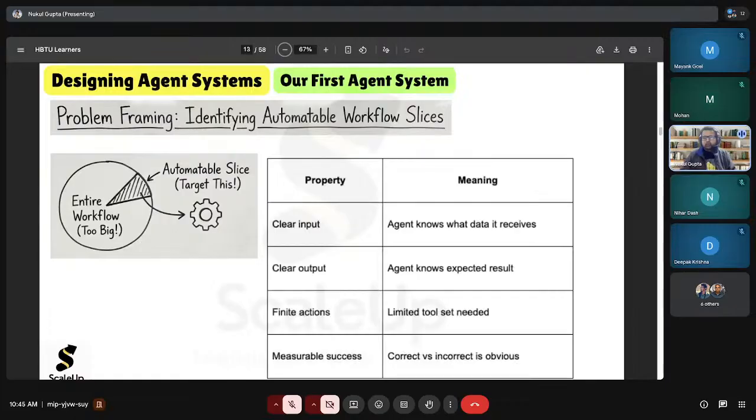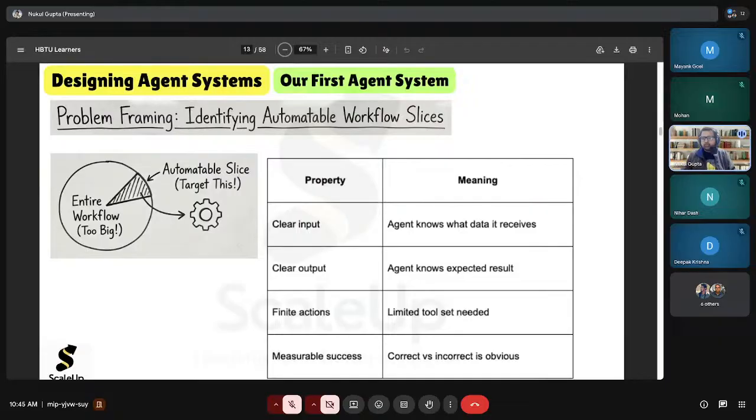Now, this is very important: to identify the automatable workflow, because whenever we are designing the agent, we have to identify the workflow. So the output should be very clear, clear input, clear output. Whatever agent we are trying to build, we should be very clear what data it will receive and what output it will give. We should have a clear picture in mind of what we are expecting from the agent, and the actions have to be finite, because a goal is there, we have to reach the goal.